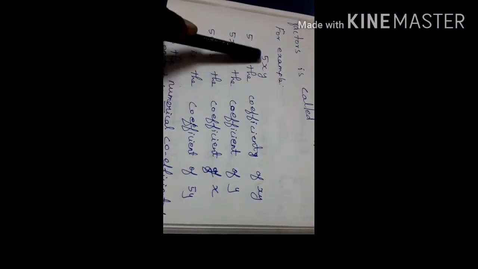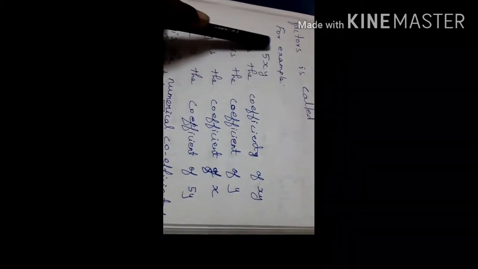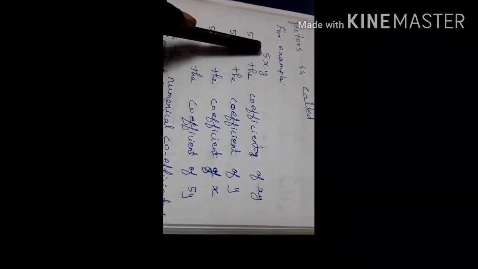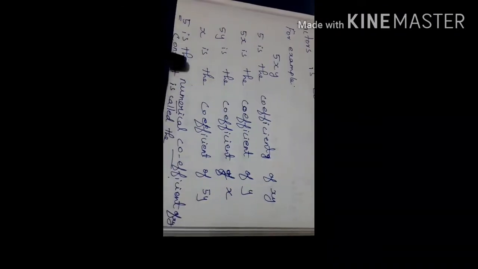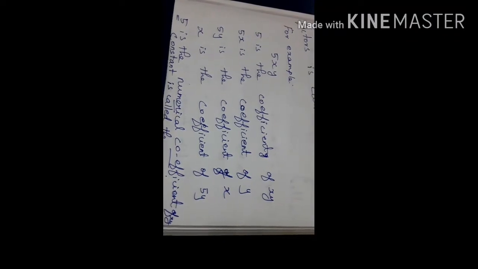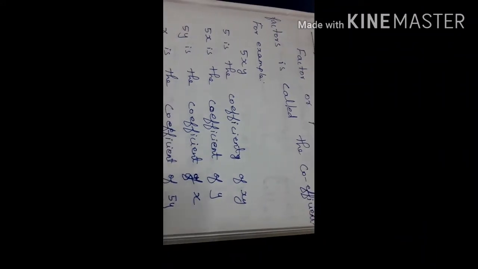Suppose they ask what is the numerical coefficient of this term. Numerical means the numbers. So only the number: the numerical coefficient is 5. Because 5 is the constant term, this constant is called the numerical coefficient. Do you understand what is coefficient? The factors of the numbers are called the coefficient.